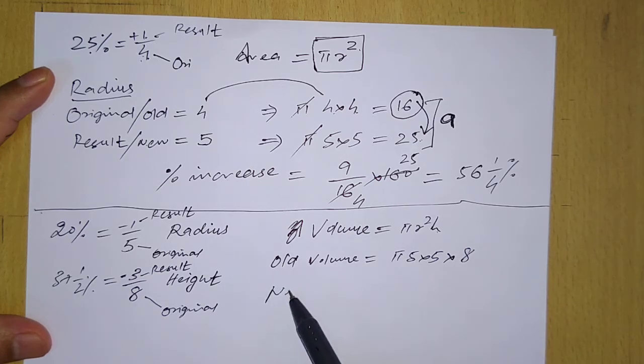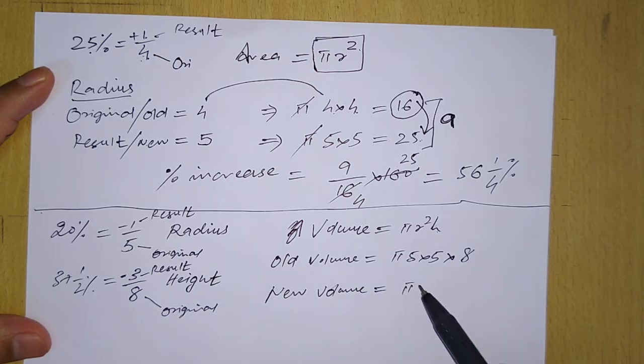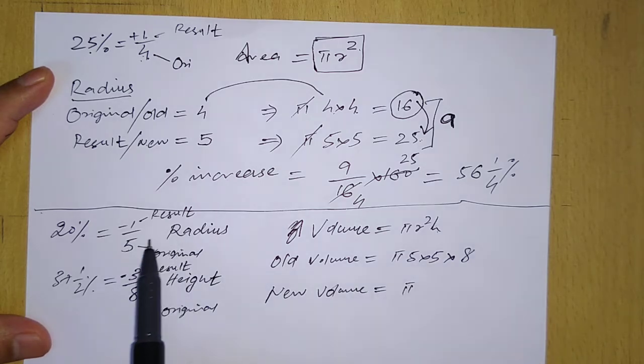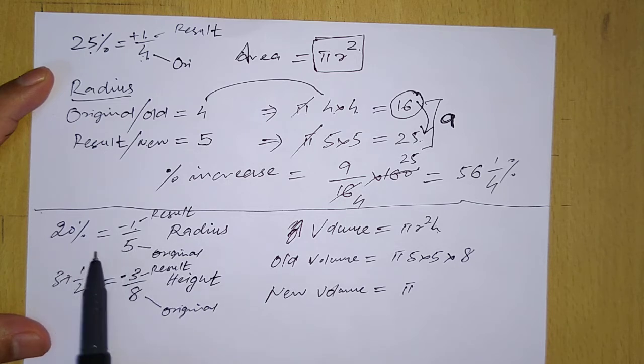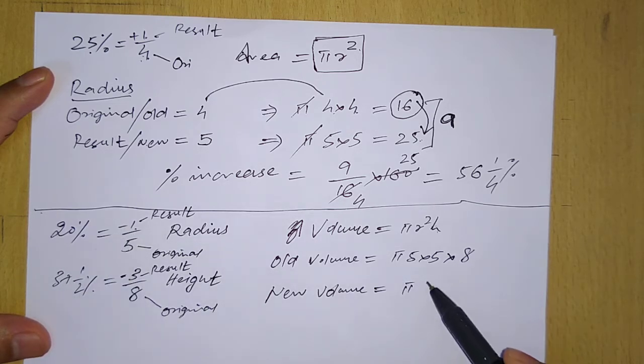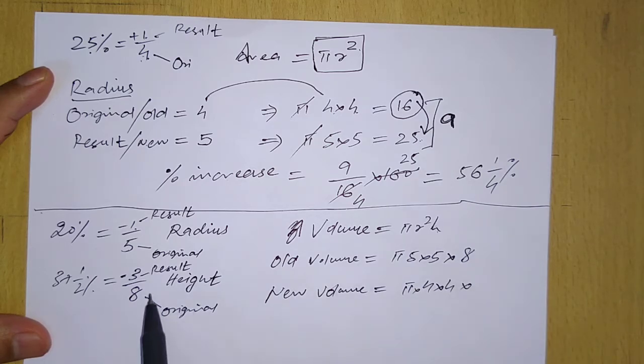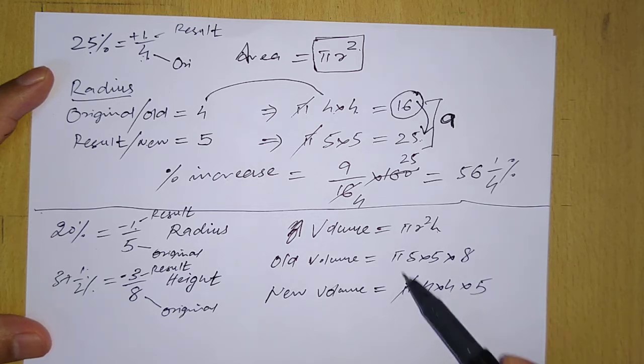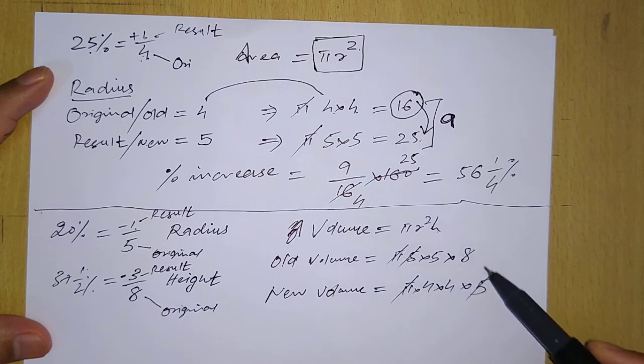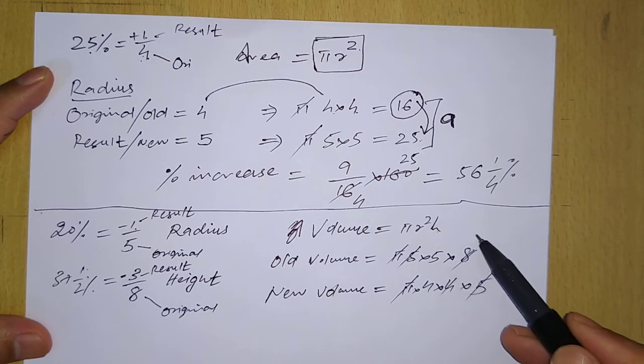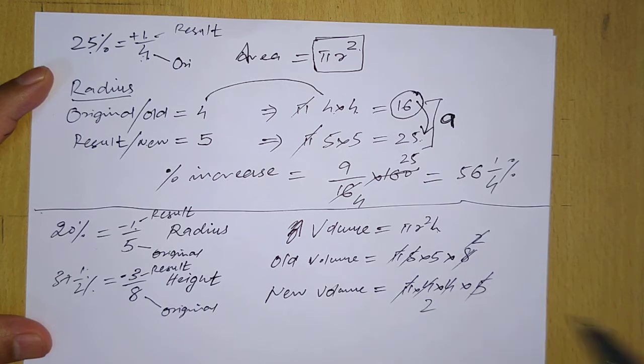Now the new volume after the change: pi r square h. The radius has been decreased by 20%, so minus 1. 5 minus 1 will give us 4. So 4 into 4 into the height. The height has also been decreased by 3 by 8, so minus 3. 8 minus 3 will give us 5. So this we can cancel. 5 will cancel this. Now 4 2s are 2 2s are.